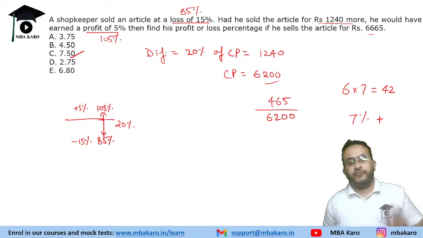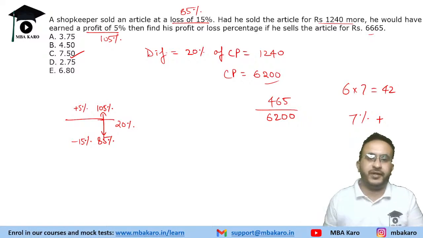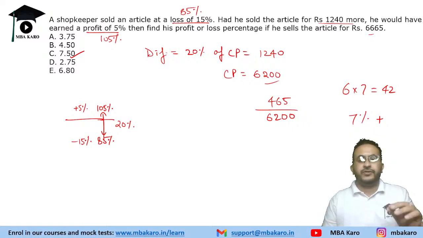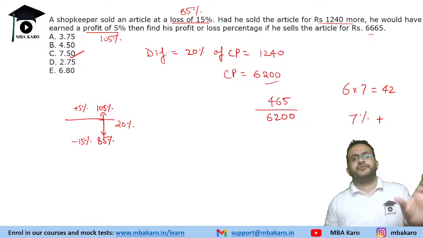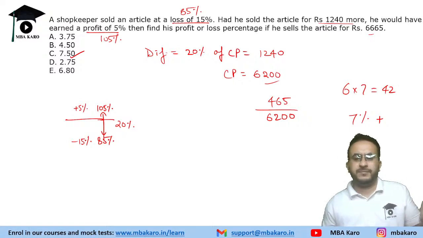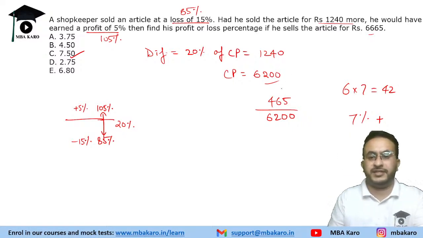So this level of confidence is also needed. Like once you figure out it is 465, so you do not calculate whether it is 7.5%. आपको 62 से डिवाइड नहीं करना है. Okay, just see that 6 into 7 is 42, right? So उससे बड़ा नंबर दिख रहा है, 42 से बड़ा दिख रहा है, 46 दिख रहा है. So it is more than 7%, right?